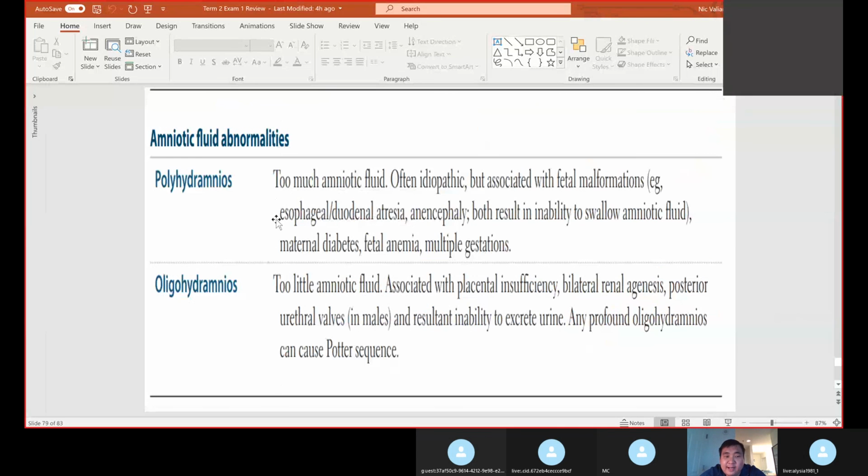Again, high yield. What's the difference between polyhydramnios and oligohydramnios? Polyhydramnios, poly, too much amniotic fluid, associated with what? Esophageal atresia and anencephaly. Why? The fetus is unable to swallow amniotic fluid. Commonly seen in maternal diabetes, or multiple gestations. Oligohydramnios, too little amniotic fluid. Due to what? Think bilateral renal agenesis. So we have too little amniotic fluid. It can cause Potter sequence.